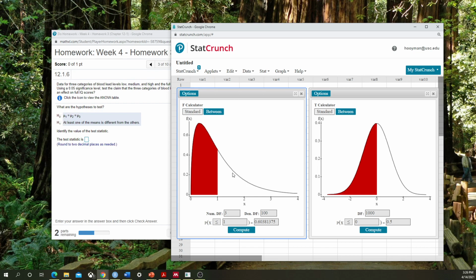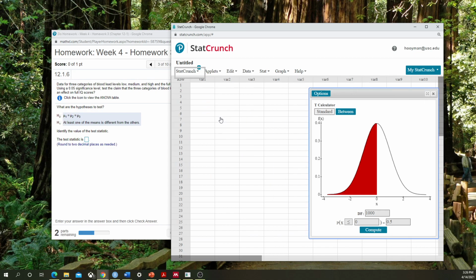Okay, so that's how it's a little different, it's a little funky. Don't let that throw you off. You don't have to really worry about this. There are no questions that require you to use the F calculator, but it's just to give you a baseline understanding. Okay, let's jump into the actual homework now.